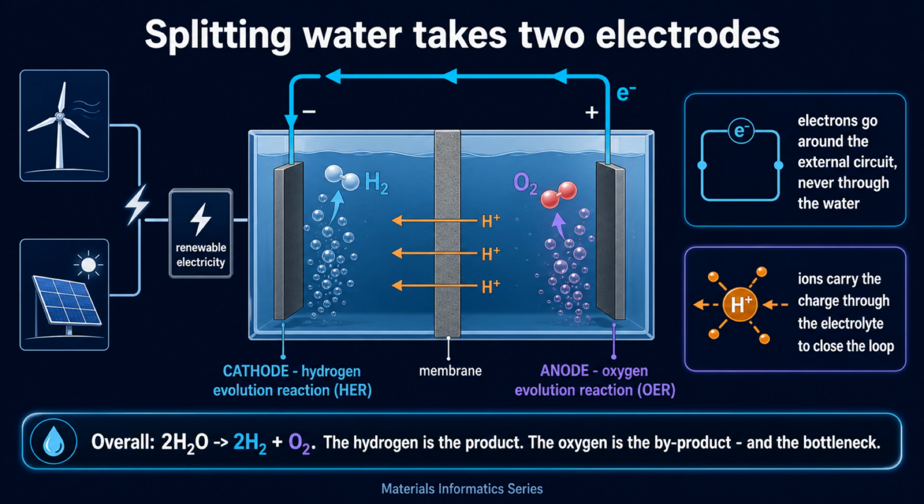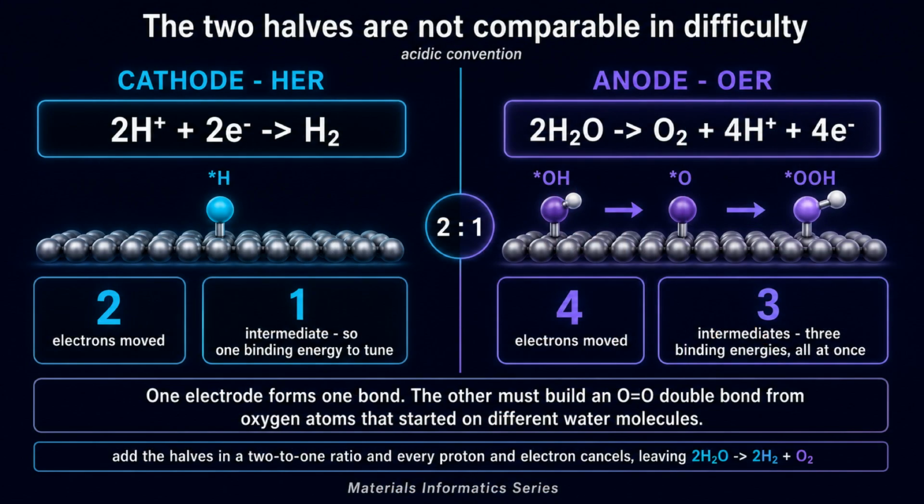At the cathode, we have the hydrogen evolution reaction. At the anode, the oxygen evolution reaction. The hydrogen is the product we want. The oxygen is the byproduct, and it is where the trouble lives. Write the halves separately, in the acidic convention, and the asymmetry appears immediately.